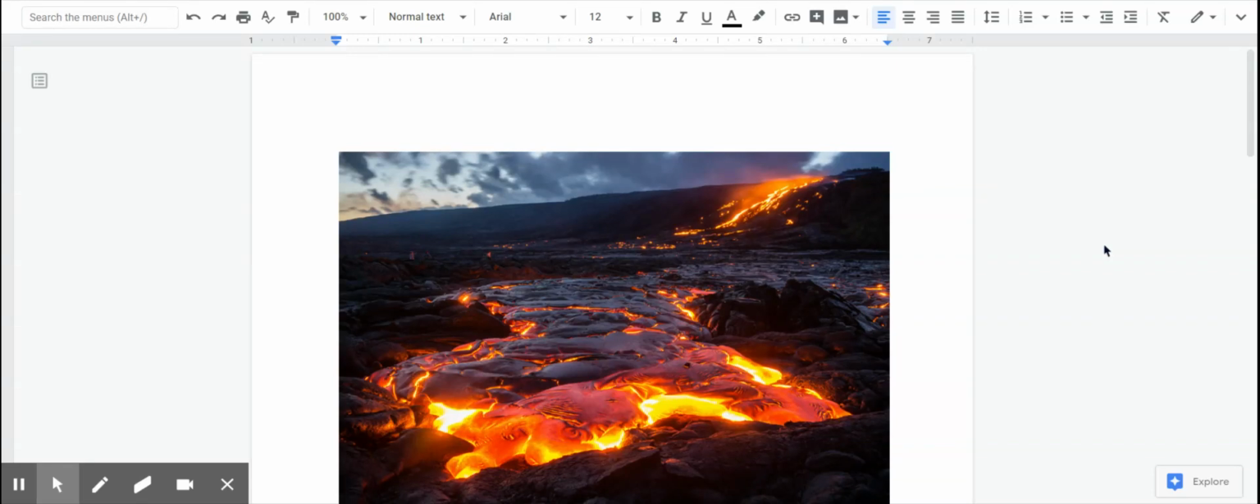What do you notice in this picture? I bet you said that you noticed lava, because a lot of you have read books about volcanoes and know about lava. But I have a question. What's all the black stuff in the picture? Say it out loud.